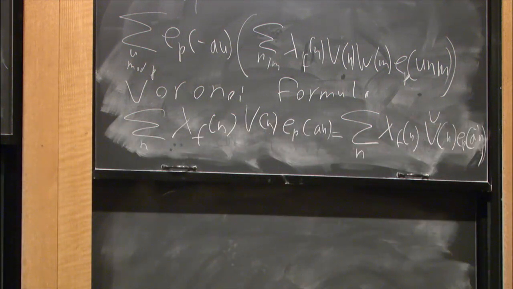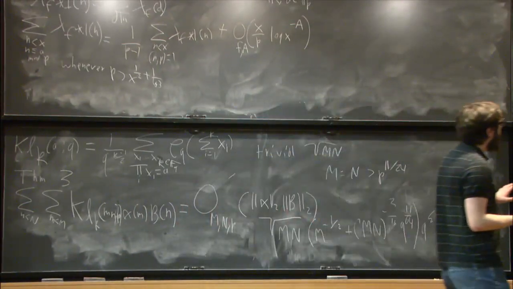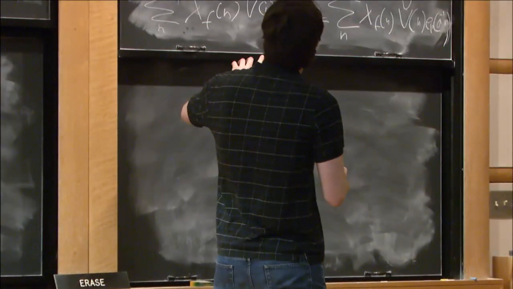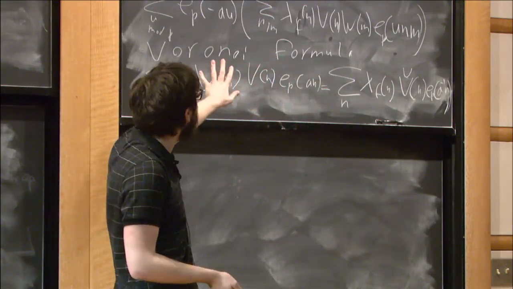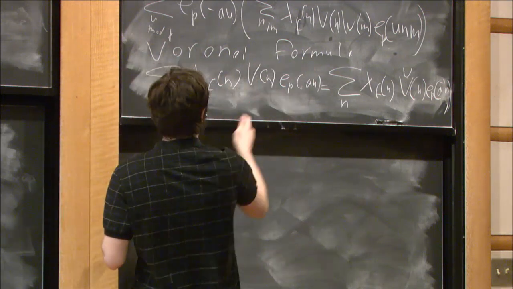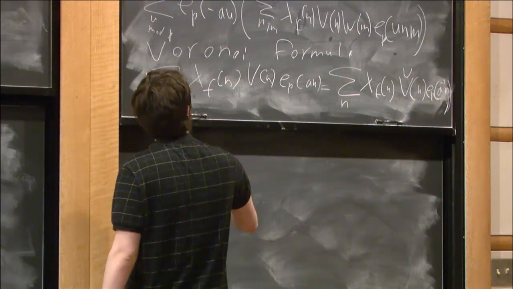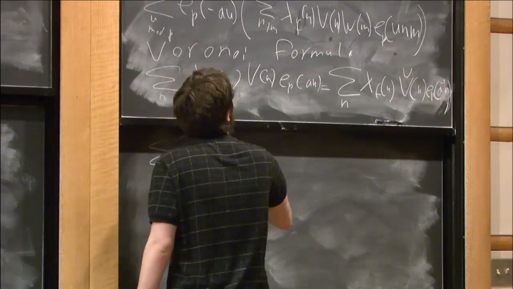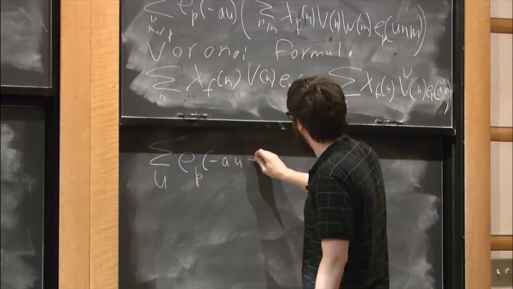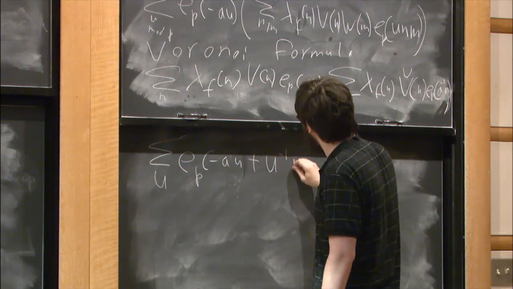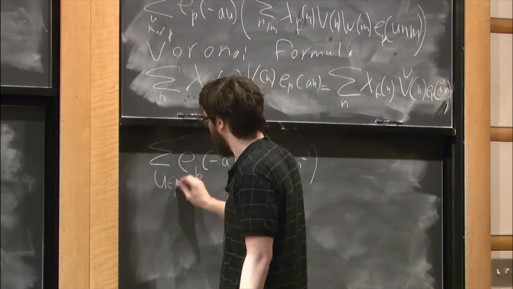And how do Kloosterman sums show up? Well, if you think about what happens if we do this, if you ignore everything that's not an additive character, we're going to get a sum that looks like this. The sum over u of e_p of minus a u. And we transform this to the inverse. So we get plus u inverse m inverse. This is u in F_p.